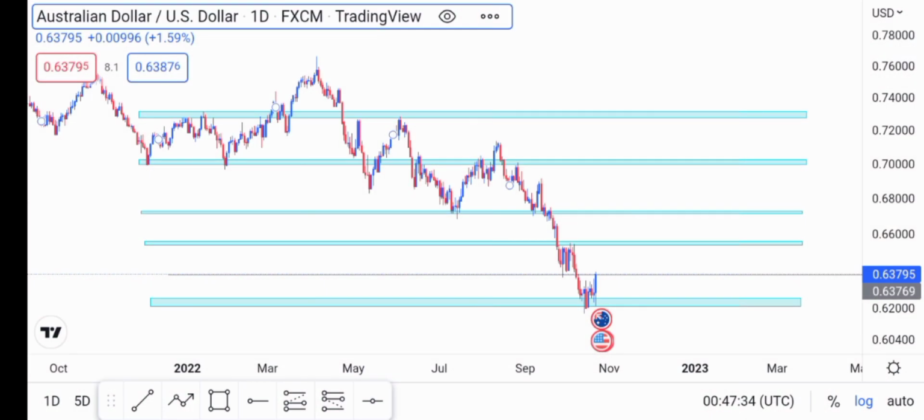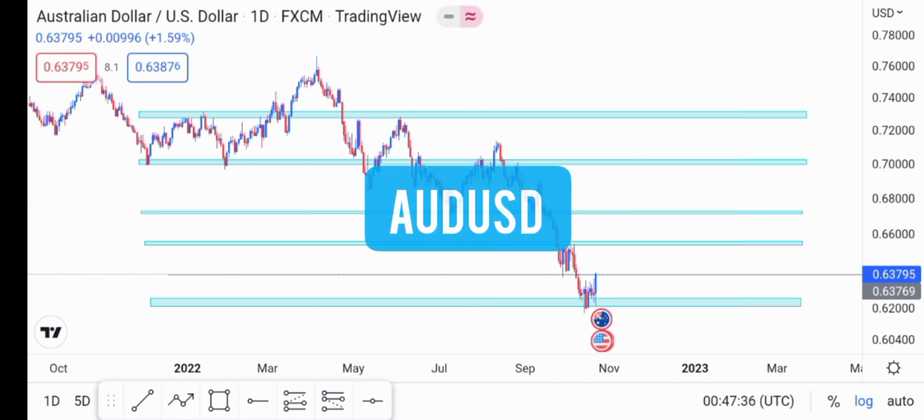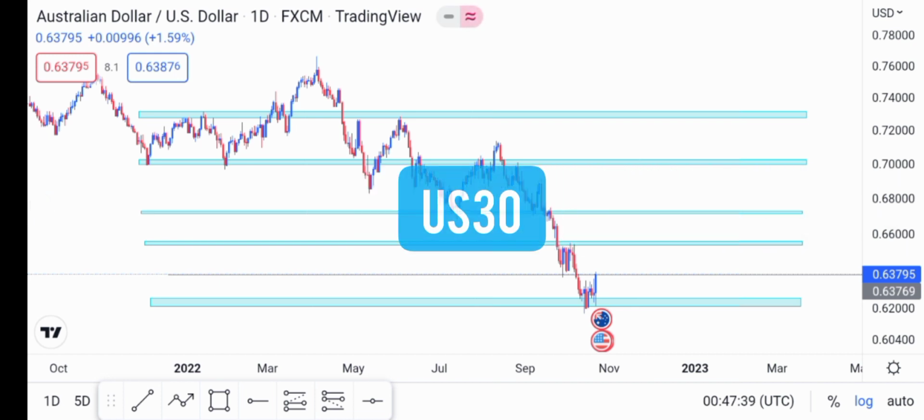Forex Travels. Today we'll be analyzing AUD/USD and US30.